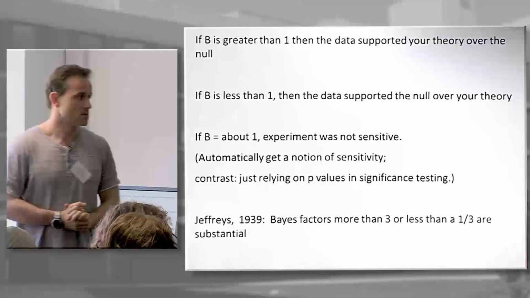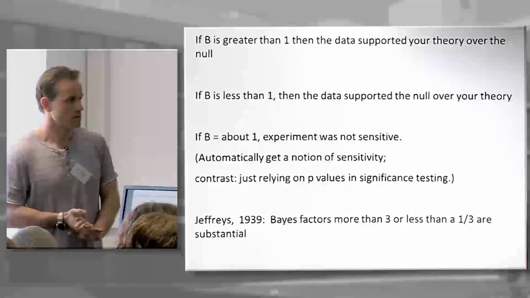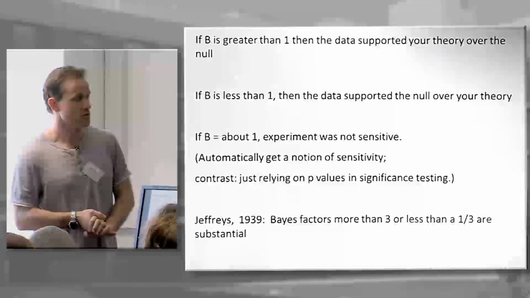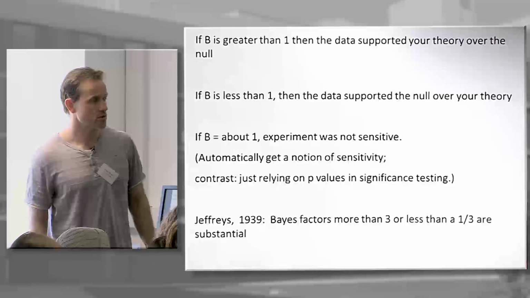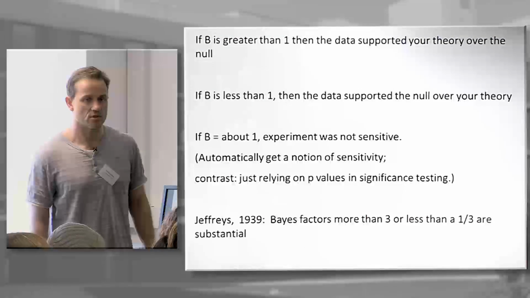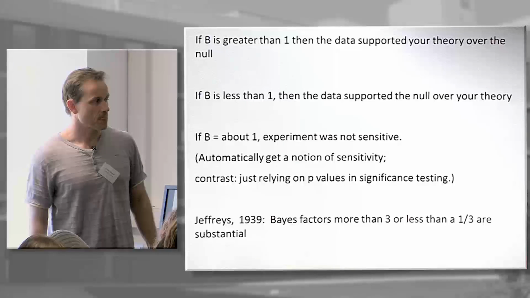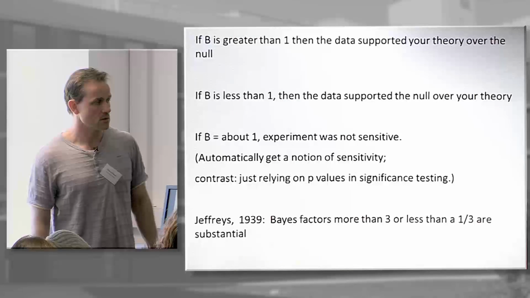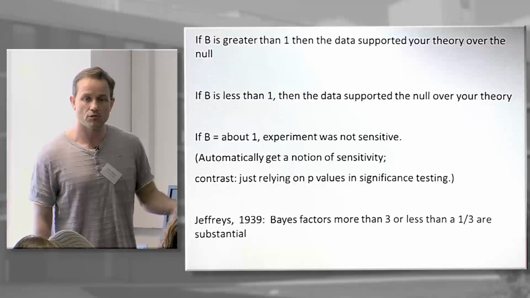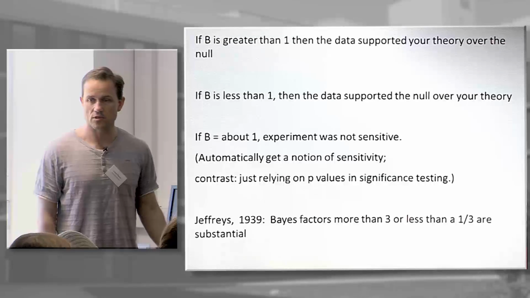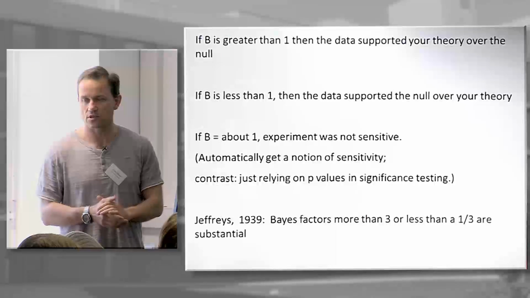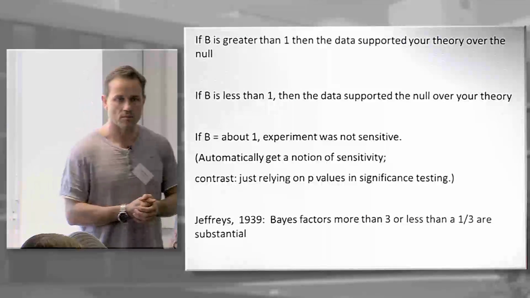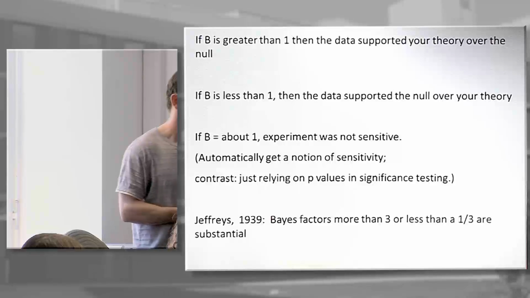Well, Bayes factors were in fact first developed by Jeffreys, who was a Cambridge physicist, geophysicist, astrophysicist. And he suggested a convention of 3 or more as being substantial evidence, and by symmetry, a third or less being substantial evidence, and in between being evidence that's barely worth a mention.